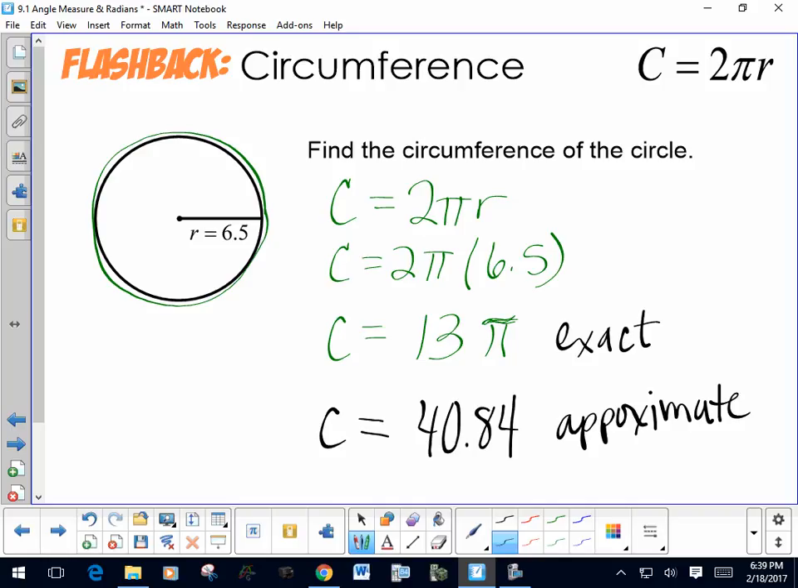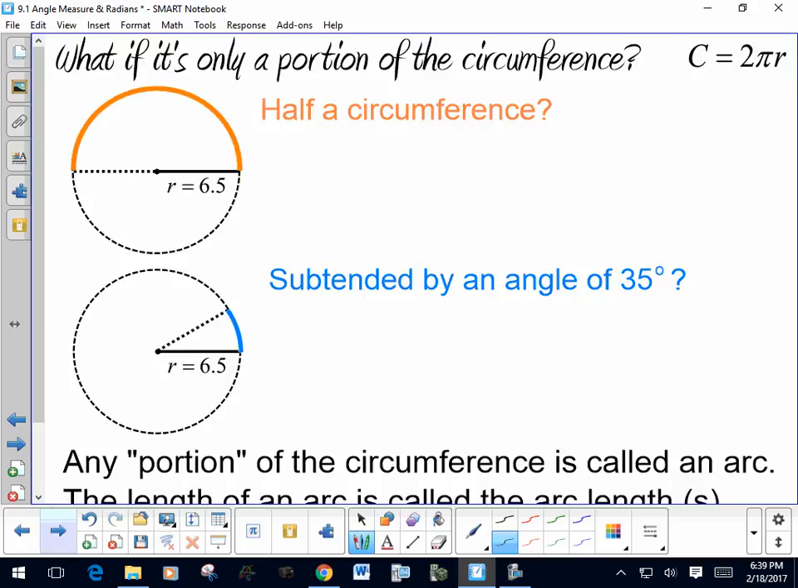Okay, you should be familiar with circumference from prior math classes. Well, what if we only had a portion, or only wanted to find the length of a portion of the circumference? For example, what if we had half of the circumference, like this? We wanted to know how long this is. Well, first of all, this is called an arc. Any portion of a circumference, any curved line, is called an arc.